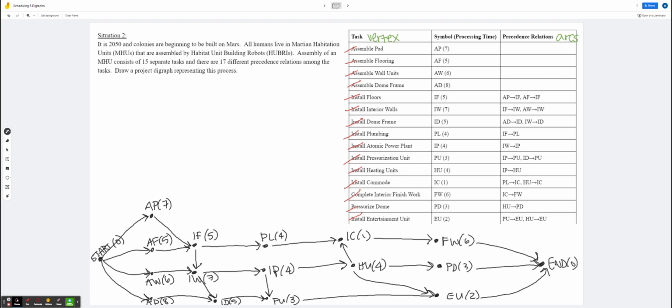So next class, we will talk about how to use this project digraph to create a schedule.